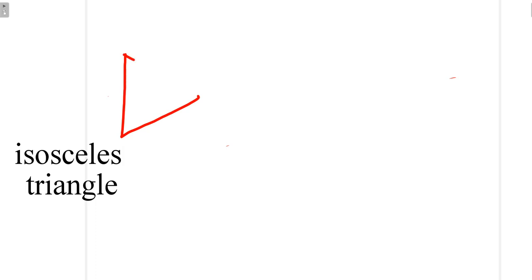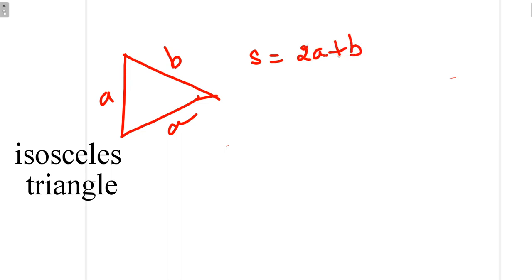So let's see what the Heron's formula is for the isosceles triangle. Let us take any isosceles triangle. Two sides are A and the other side is B. And here let us calculate S first, which is A plus A plus B by 2. So 2A plus B by 2 is the semi-perimeter.